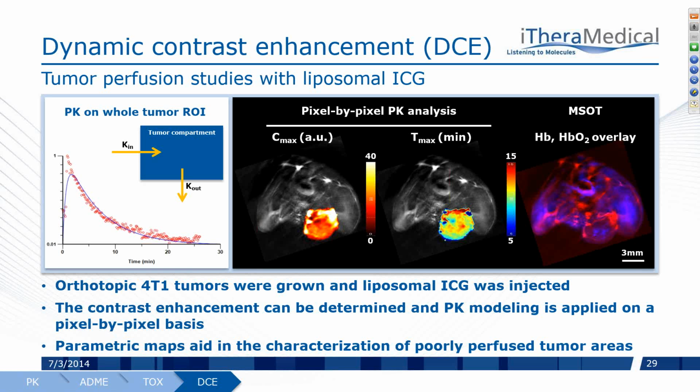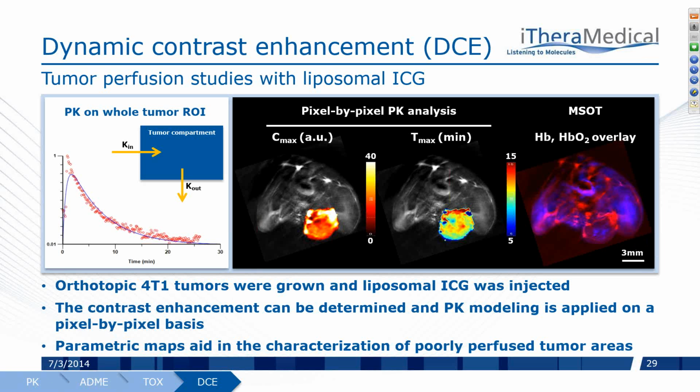When we compare this to the Tmax, which is the time at which the maximum concentration is achieved, we can see that in the core of this tumor, it takes up to 15 minutes for the ICG to be delivered. So even though the concentrations are not that high, we can see that ICG is being delivered, it just takes longer.